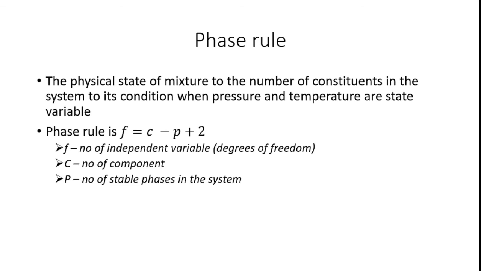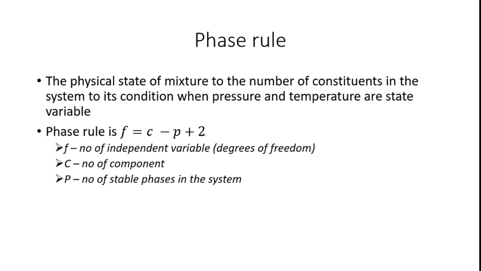After that, the phase rule. Everything in physics has a rule, so the phase diagram also has its own rule. That rule is called the phase rule. It was developed by the scientist Gibbs. He states the relationship between the physical state of a mixture and the number of constituents in the system, when pressure and temperature are the state variables.